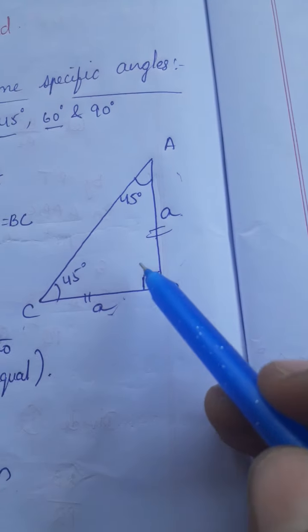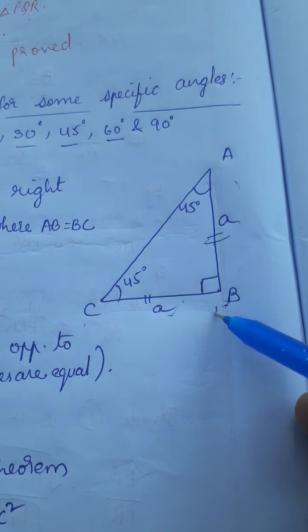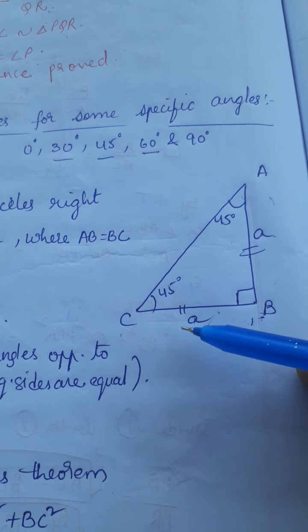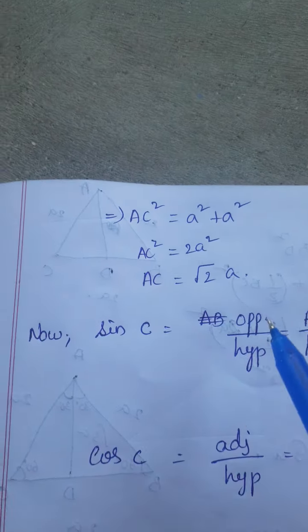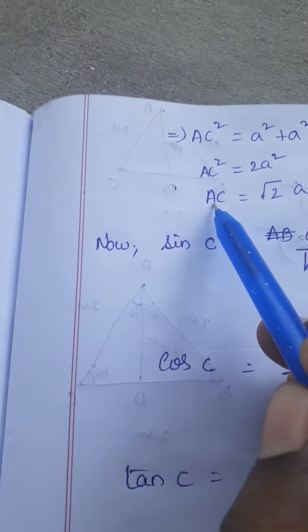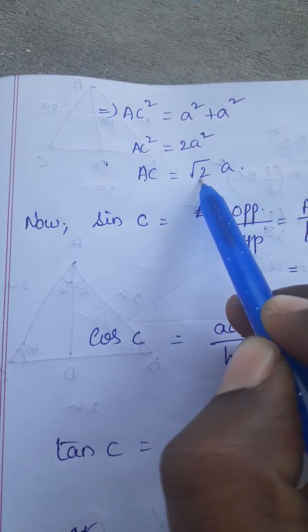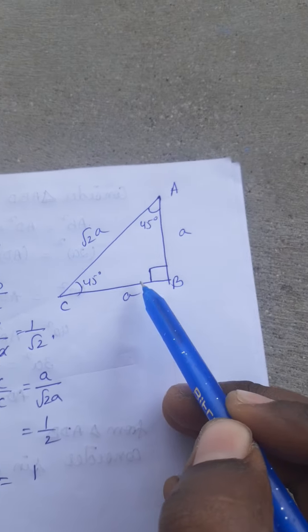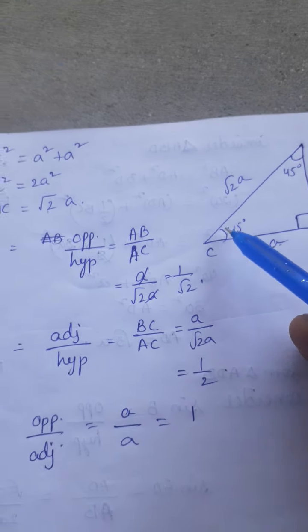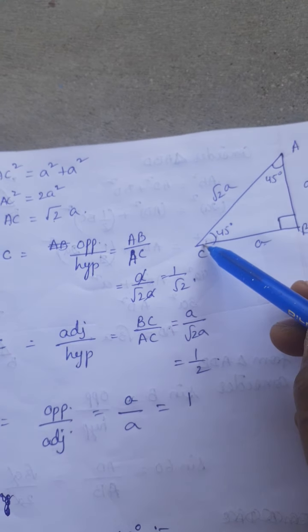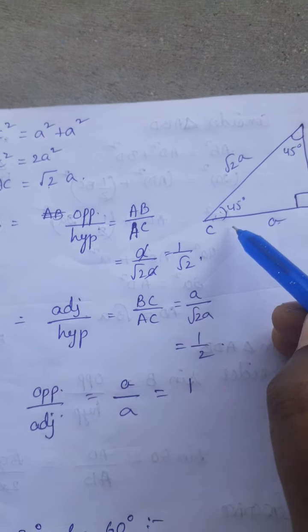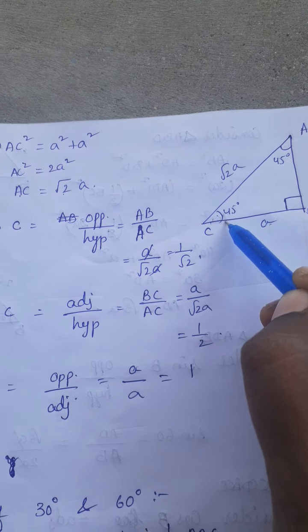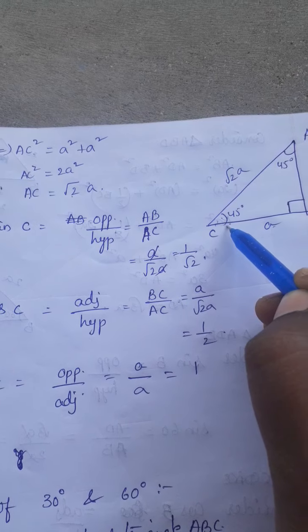So, apply the Pythagoras theorem for this right angle triangle. AC is the hypotenuse and BC and AB are the other two sides. On applying it, I got the hypotenuse value as root 2 A. So, when you apply the Pythagoras theorem, you will get the value of AC, that is the hypotenuse side. Now I am taking angle C as theta.